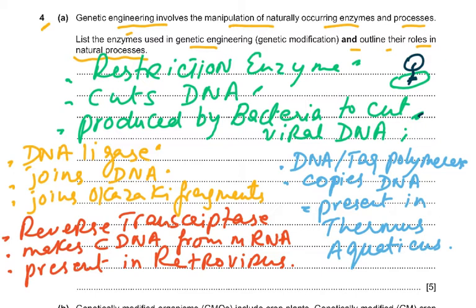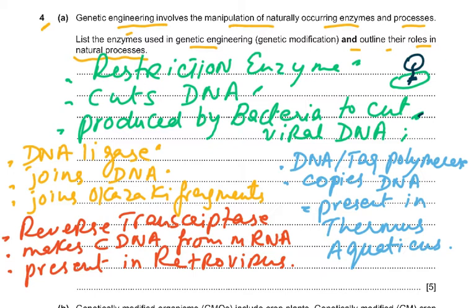Then reverse transcriptase, where did we find it? We found it in retroviruses, R for retro. The RNA has its own reverse transcriptase, so when it injects this RNA into a host cell, the viral DNA is made from that RNA. So reverse transcriptase makes cDNA from RNA, and we actually use it to make cDNA from mRNA. For instance, if I want to make insulin, I will take the mRNA from the beta cells of the pancreas, give it reverse transcriptase and make cDNA out of it. It is present in retroviruses.